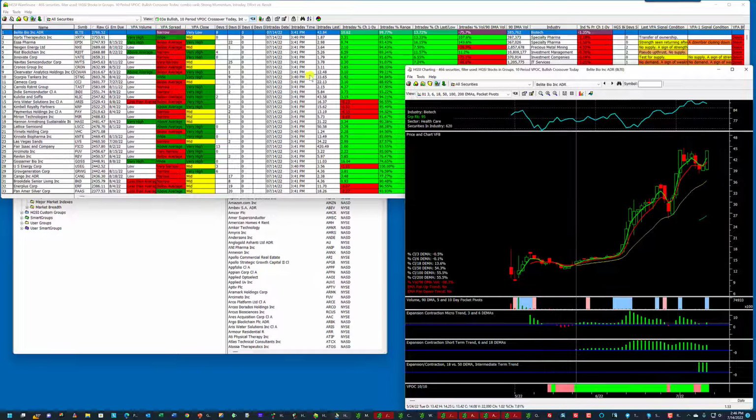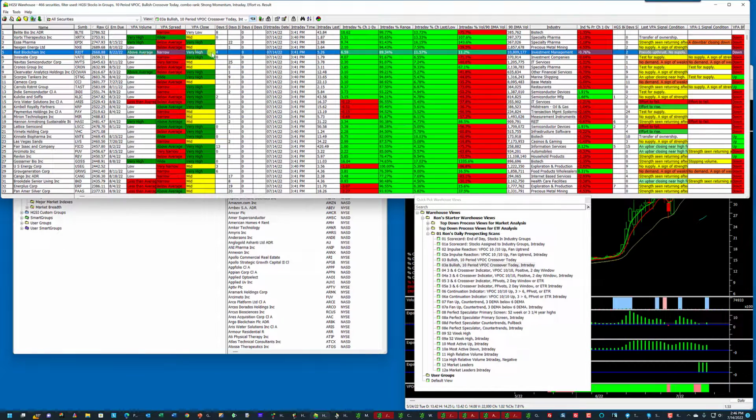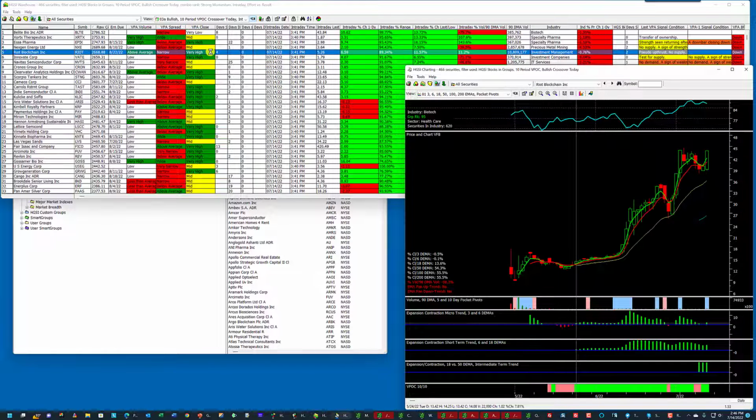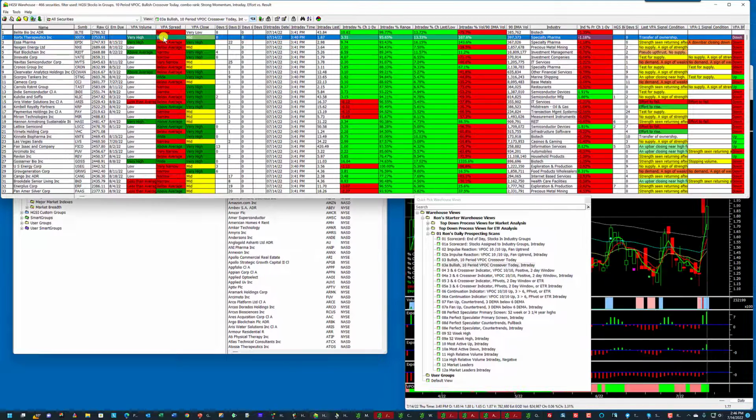I'm going to bring up a different chart because this one is not showing the 100 and 200. So let's go to a different chart. Oh, let's try this one. Riot Blockchain. This is related to cryptos. You can see that it's got all the moving averages now. Let me see if I can find one that's up.